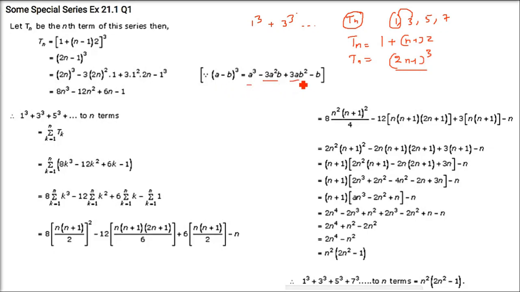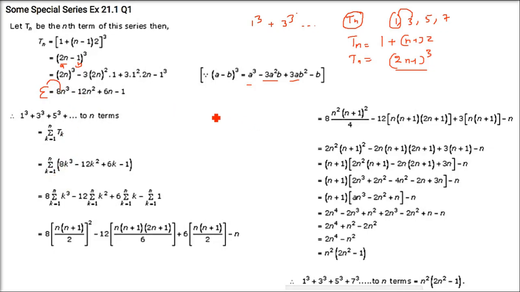Now you will use the formula for a minus b whole cube, which is a cube minus 3a square b plus 3ab square minus b cube. In place of a, you will put 2n, in place of b, you are going to put 1. So you will get 8n cube minus 12n square plus 6n minus 1. So whenever you get this final term, now you will add a sigma.